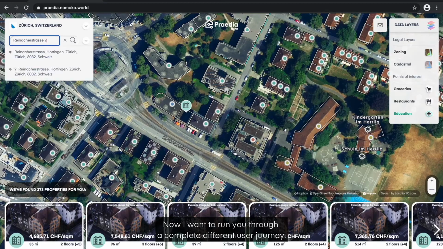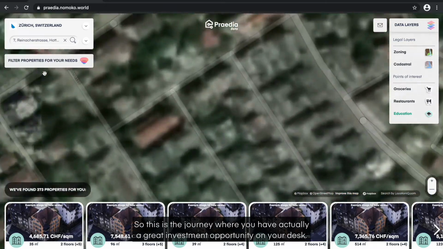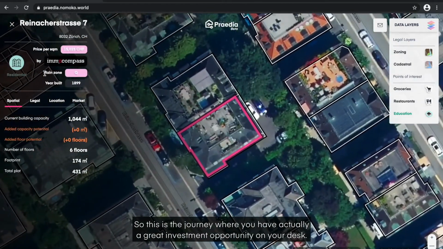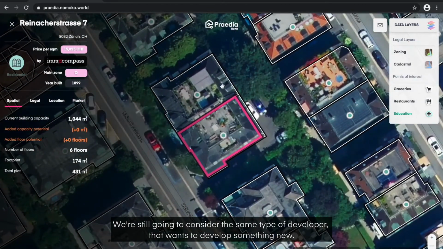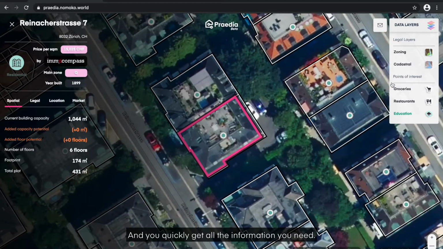Now I want to run you through a completely different user journey. So this is the journey where you have actually a great investment opportunity on your desk. We're still going to consider the same type of developer that wants to develop something new. In this case, you can simply type in the address of the property which has been landing on your desk, and you quickly get all the information you need.